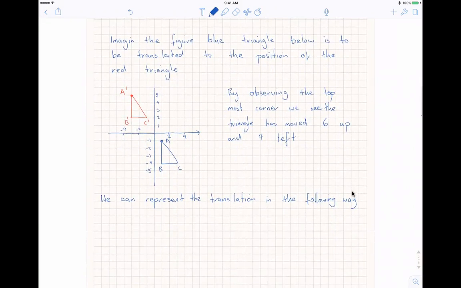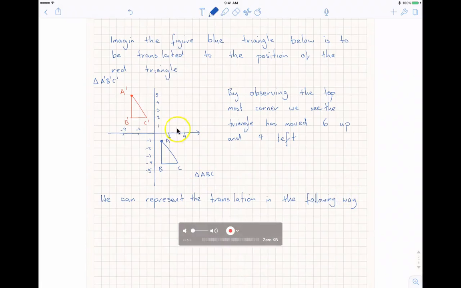So imagine the blue triangle below is to be translated to the position of the red triangle. I've got some triangle here, ABC, and it's going to be moved up here so that we have a triangle A dashed, B dashed, C dashed. If we just have a look at the top corner, the point A, we see that it's gone 6 up, 1, 2, 3, 4, 5, 6, and it's gone 4 to the left, 1, 2, 3, 4 to the left.